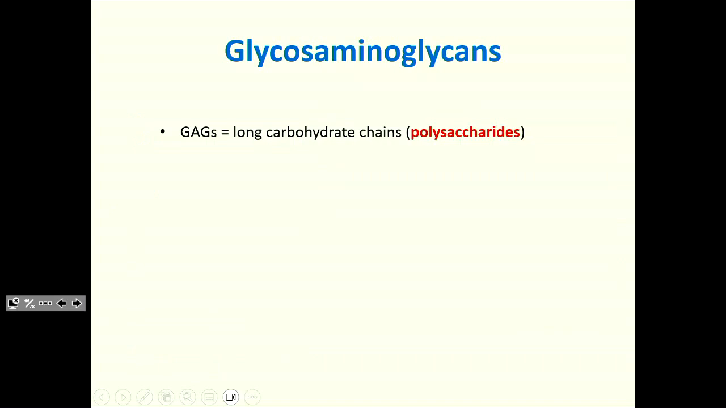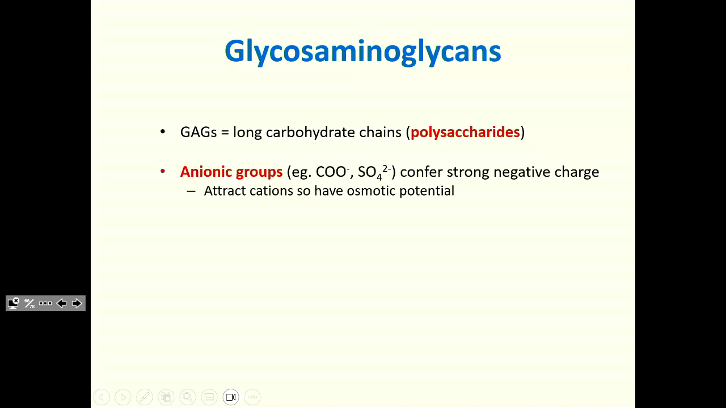GAGs. So GAGs are cool. GAGs and proteoglycans on the next slide are what you have at your elbow joints and your knee joints. What do you think of when you think of your joints? What's that jelly-like substance? Cartilage. GAGs and proteoglycans are the major component of our cartilage.